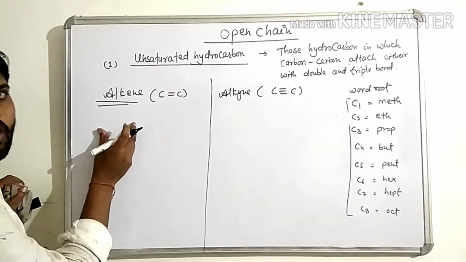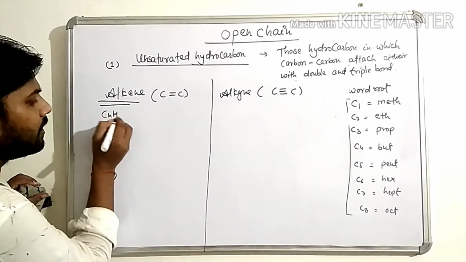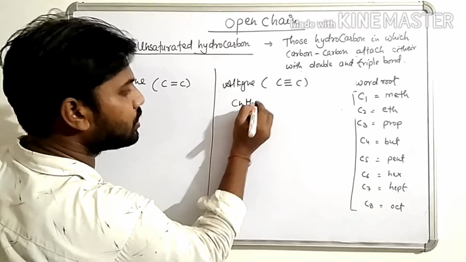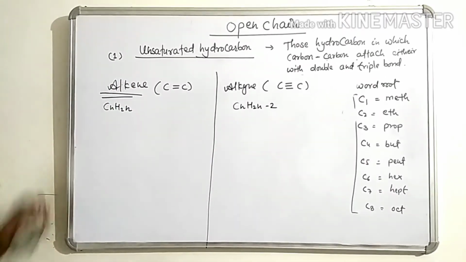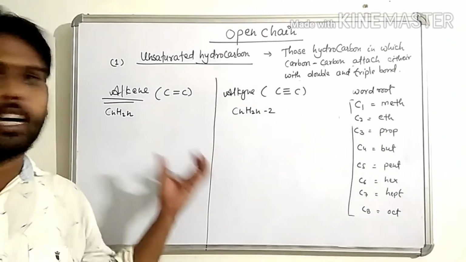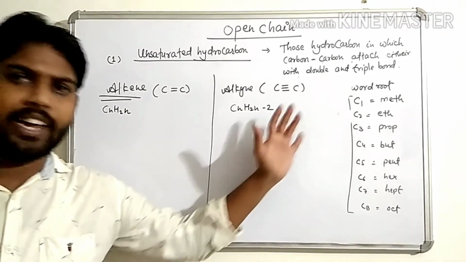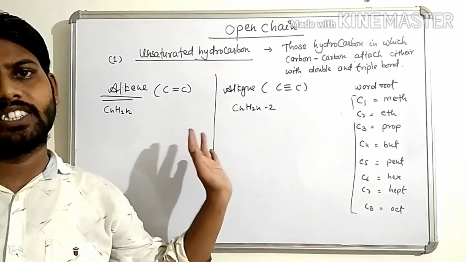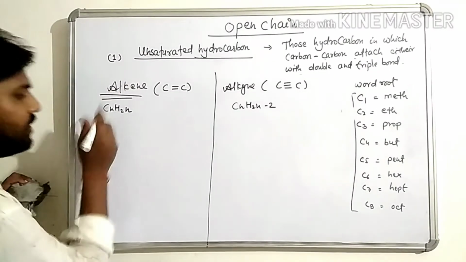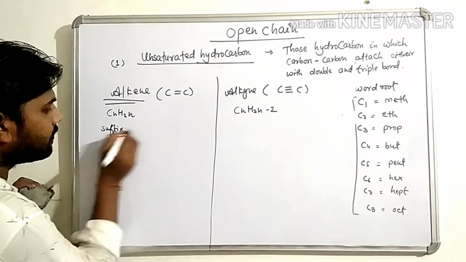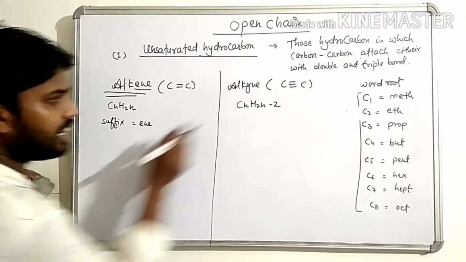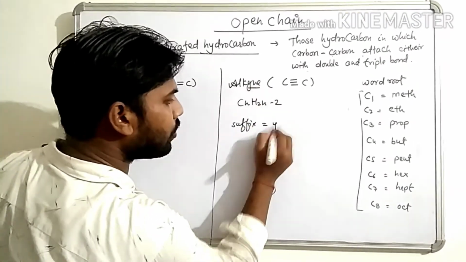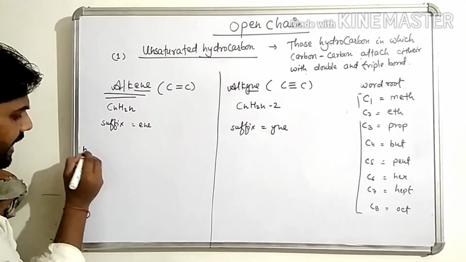The chemical formula of alkene is CnH2n and alkyne is CnH2n minus 2. The naming of these hydrocarbons is the same as that of alkane. Means first we have to write their word root and after that its suffix. Its suffix is ene and its suffix is ine. Okay, children.